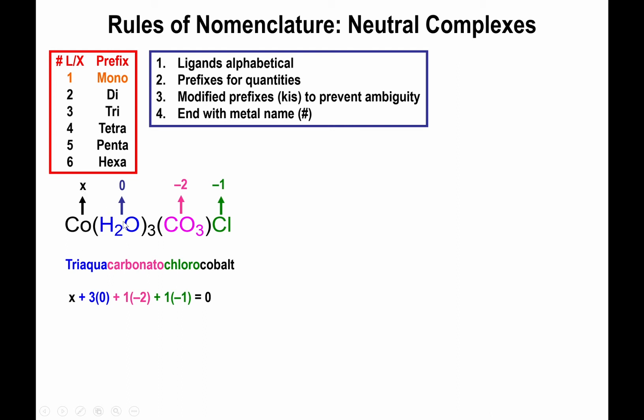We have three waters with a charge of 0, right? So you can see that here. We have one carbonato with a charge of -2 over here, and we have one chloro with a charge of -1. And notice that I'm adding all of those multiples together, and together they add up to 0. So we end up finding out ultimately that the value for the charge of cobalt has to be +3, which is how you will end up with a neutral complex. So what you basically do is you end the name of the molecule by saying triaqua carbonato chloro cobalt in parentheses 3. And this is how you would name the neutral compound.